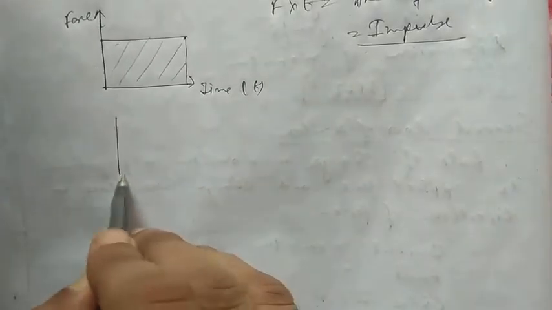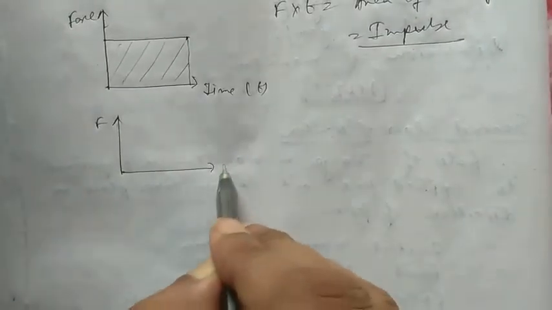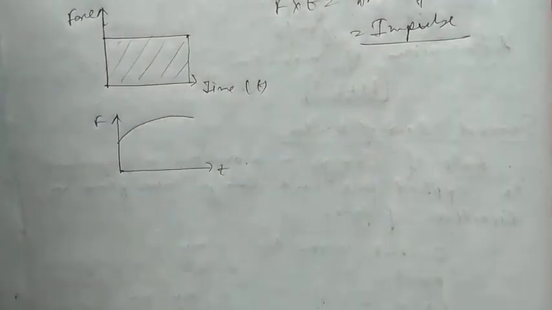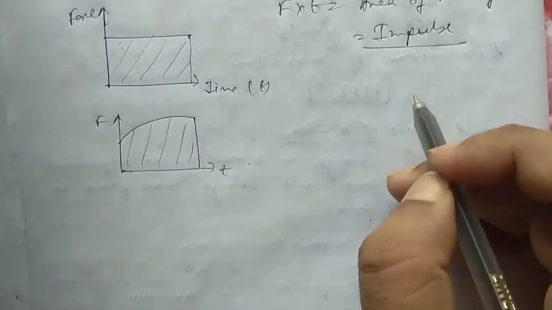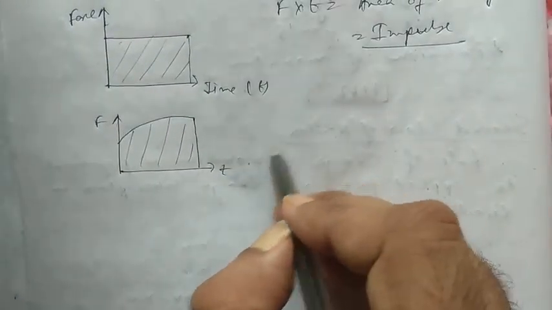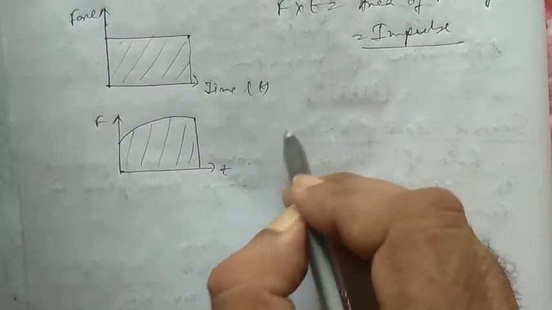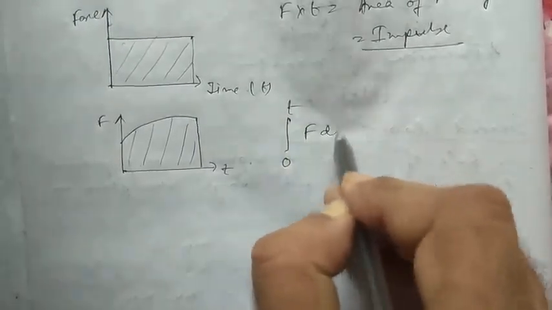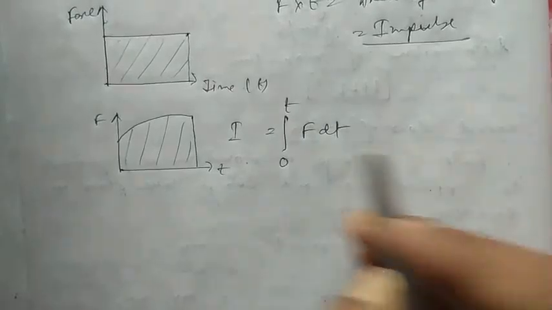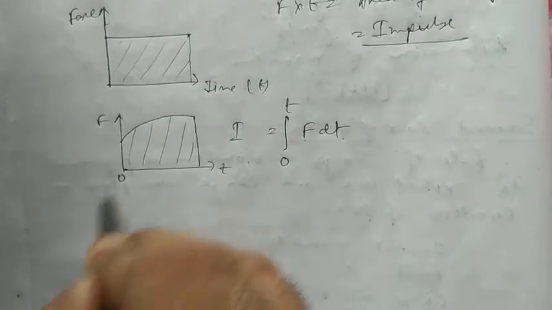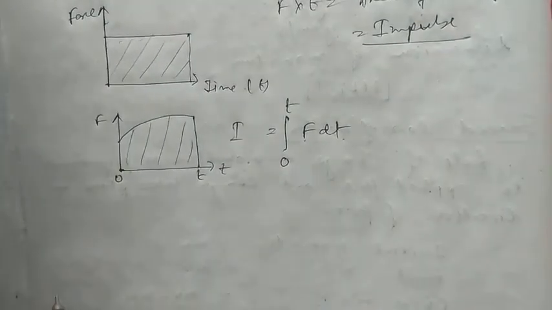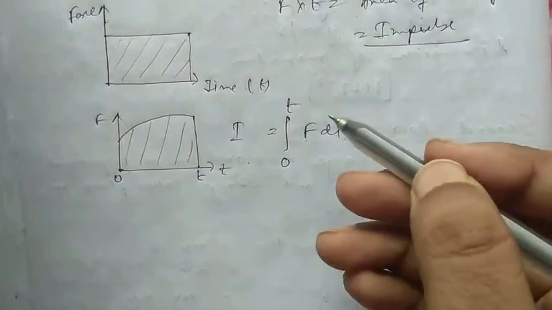But if the figure is somewhat like this, that means the force is not constant, the force is ever changing. The principle is the same. We have to find out the area of this curve, but we have to apply calculus. The form is integral from 0 to t of F dt. So the impulse I will be equal to integration of F dt. The limit is 0 to time t, 2 seconds, 3 seconds, 4 seconds, whatever they give, we have to put the value here.